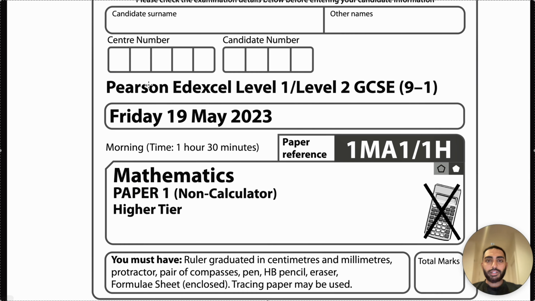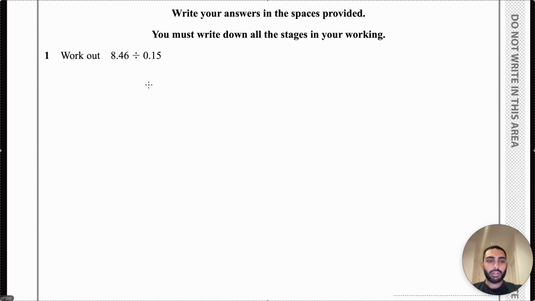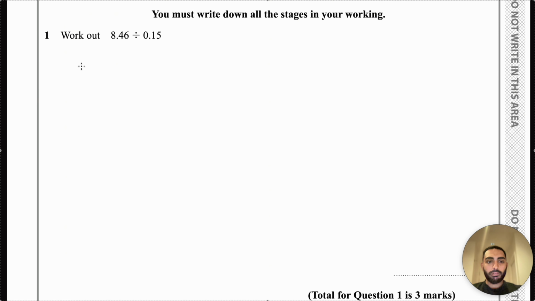It's the Edexcel GCSE Maths Higher Tier Non-Calculator paper from May 2023. Let's get straight into it. Question 1. Work out 8.46 divided by 0.15.